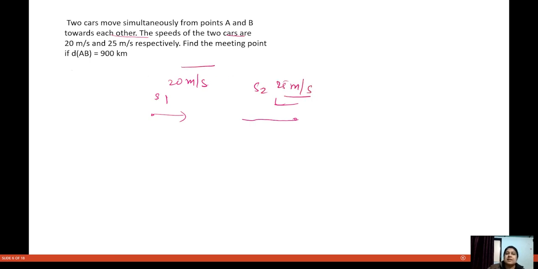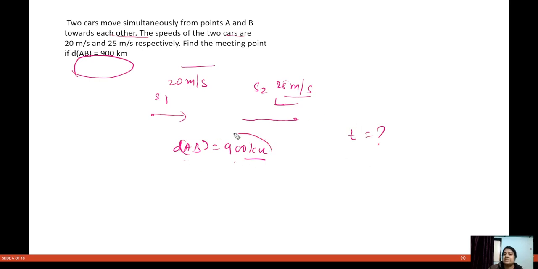Okay, find the meeting point if AB is 900 kilometers. So basically, for the meeting point, we have to find out the time.